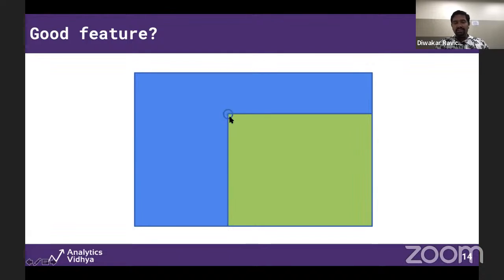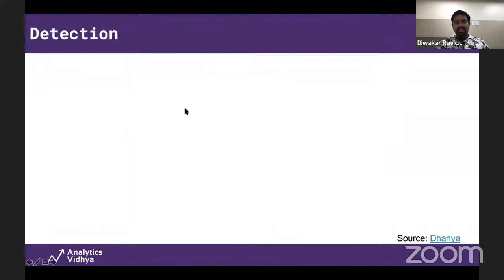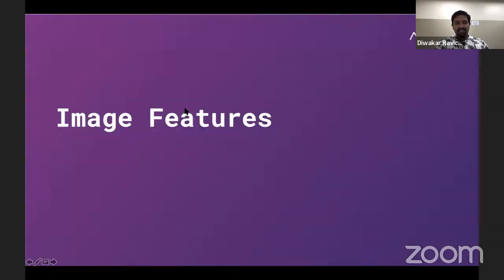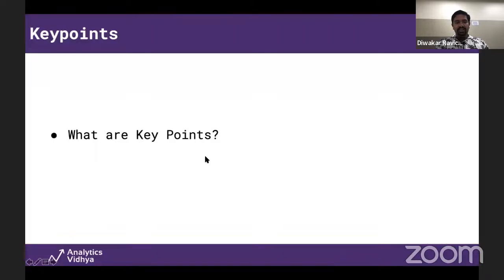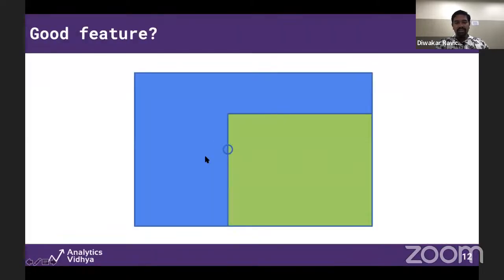So now we are getting somewhere. We started off with, given any two images, we need to first figure out the point X. In both images, we need a point X that is seen, and then we'll be able to make a triangle. In order to do that, we need to detect what are called key points. And now we have a good idea of what would be a good key point.